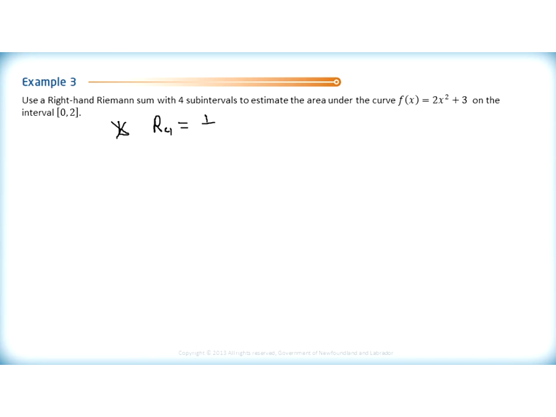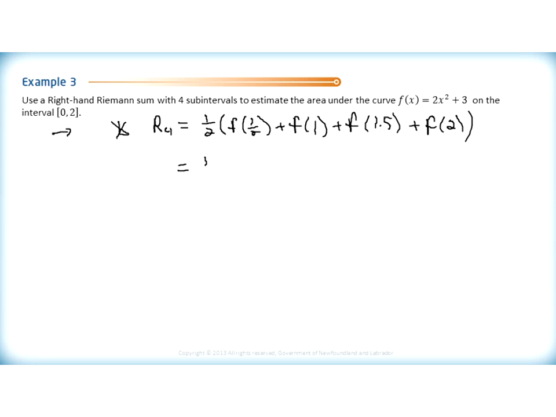R4 this time is going to be the same interval width, which was 1/2, times f, and I'm not going to start at 0 this time because it's a right-hand sum. I'm going to go 1 interval width in from 0. So I start at f of 0.5, then I add f of 1, f of 1.5, and I use the last one, which I didn't use before, which is f of 2.